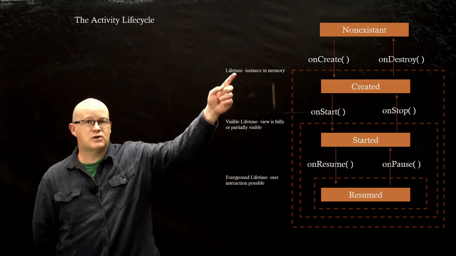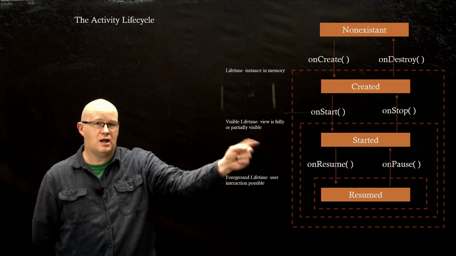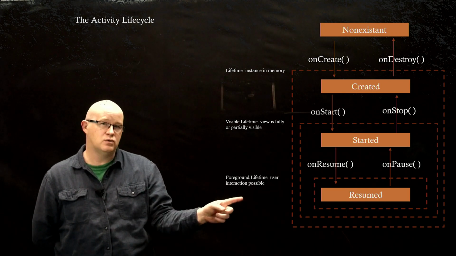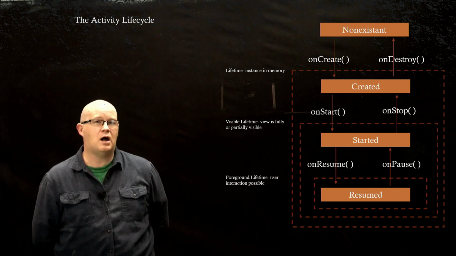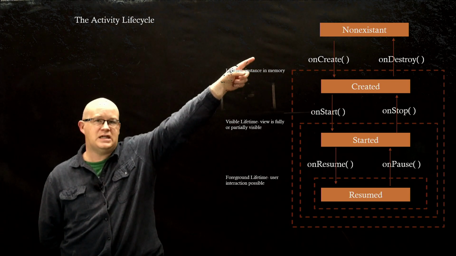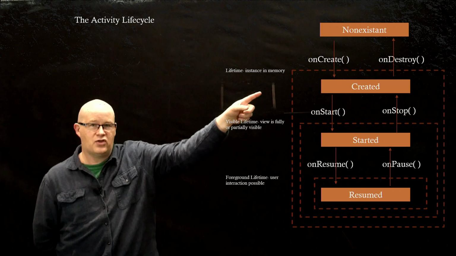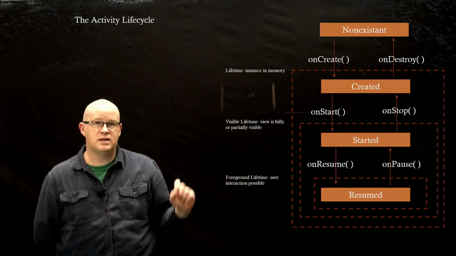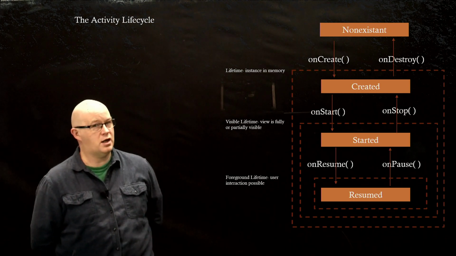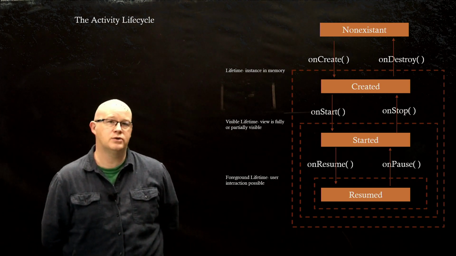So to get from the created state to the started state, we call onStart, and finally to get from the started state to the resumed state, we're going to call onResume. So in this direction, I think it's fairly easy to remember the name with the state because they are the same. To get to created, you call onCreate. To get to started, you call onStart. And to get to resumed, you call onResume.